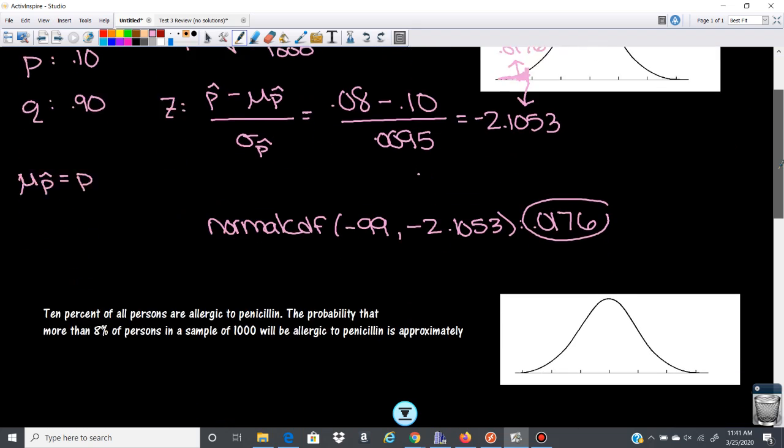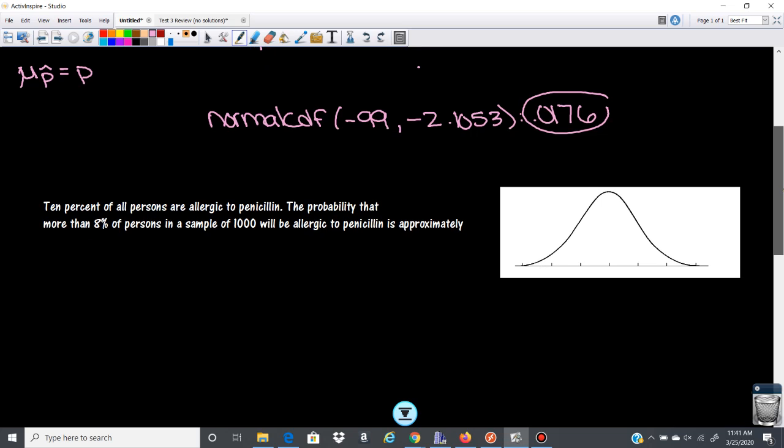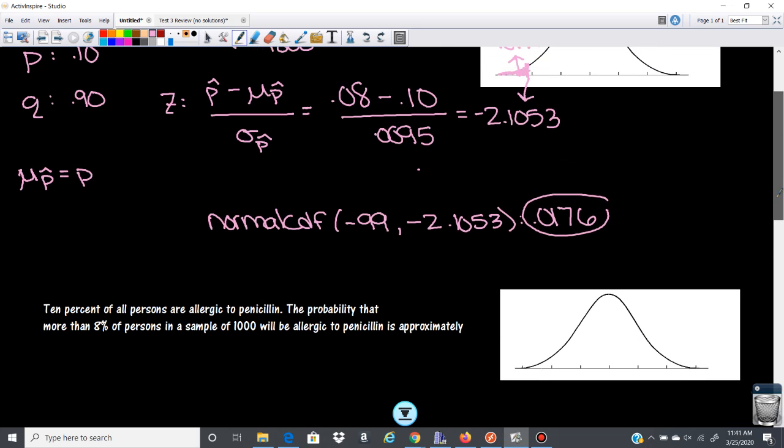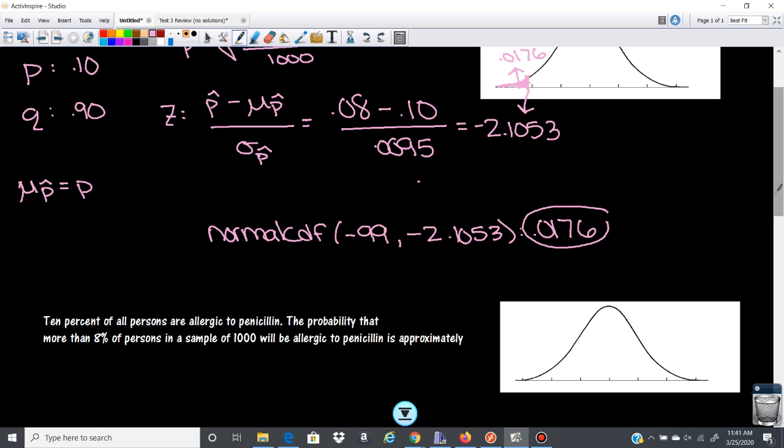So then this next problem is basically the same thing, except it's the probability that more than 8% of people. So let me get our values here. It's still 10%. So all I'm doing here is just taking this z value that I found, -2.1053, and now I'm going this way.